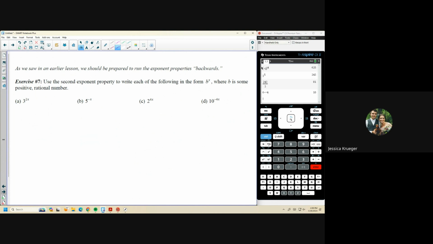Okay, last example. We also need to be able to work these properties backwards. So it says use the second exponent property. The second property is x to the a to the b power equals x to the a times b. Okay, to write each of the following in the form b to the x, where b is some positive rational number.